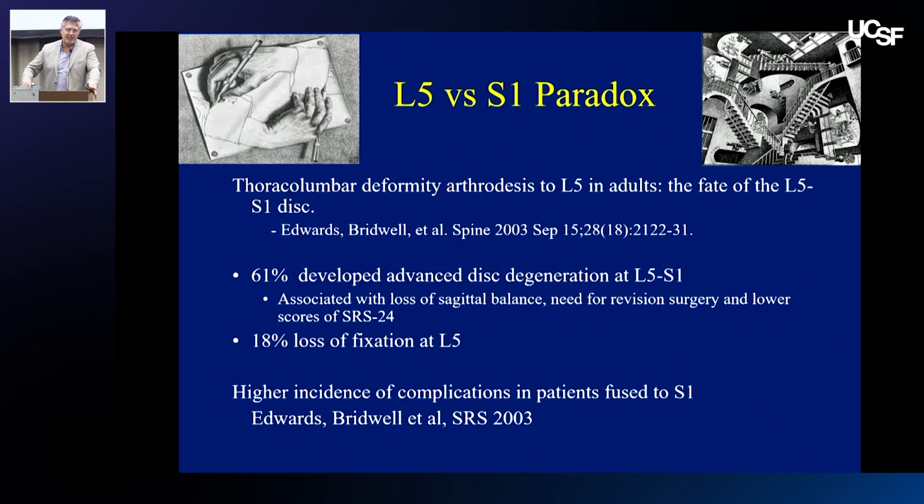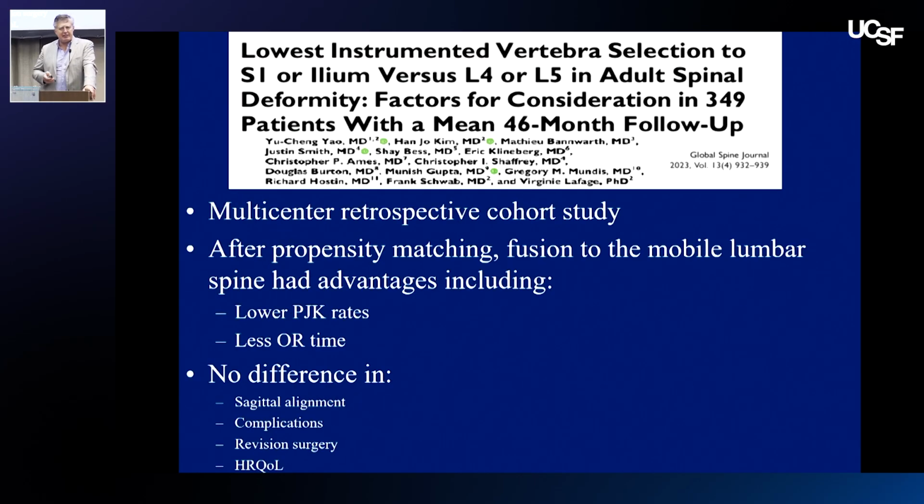And they showed about 61% of these cases developed advanced degeneration. And when people developed advanced degeneration, they lost their sagittal alignment and they had worse scores. About 18% actually lost fixation at L5. But the paradox is that stopping at S1 had more rod failures, more infections, a higher revision surgery rate, and more complications. So again, there's not a clear right versus wrong.